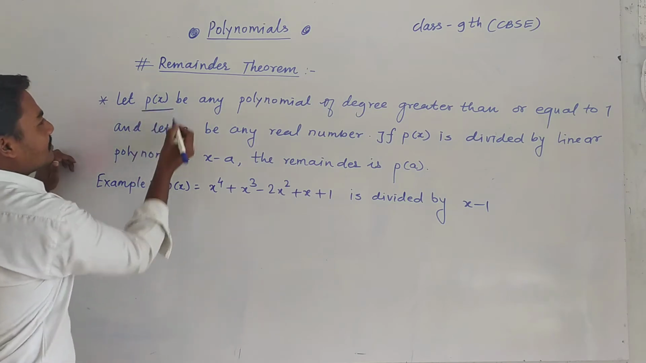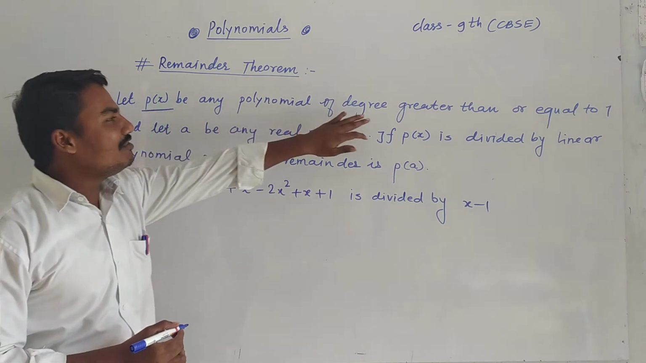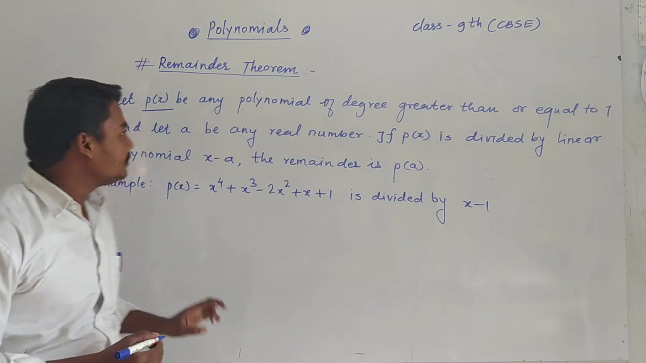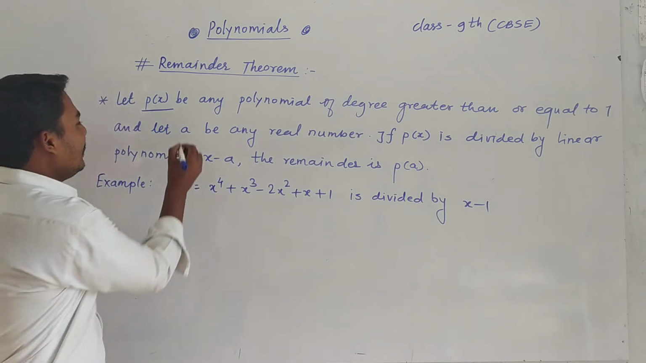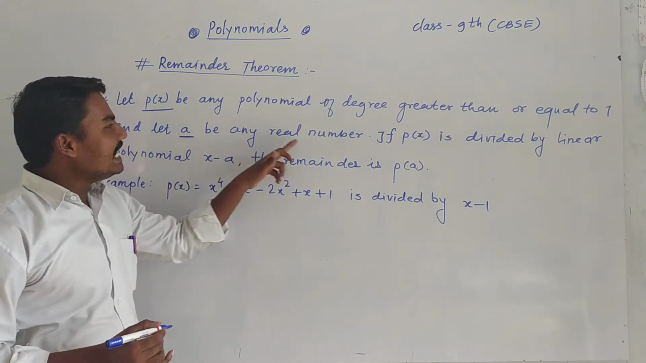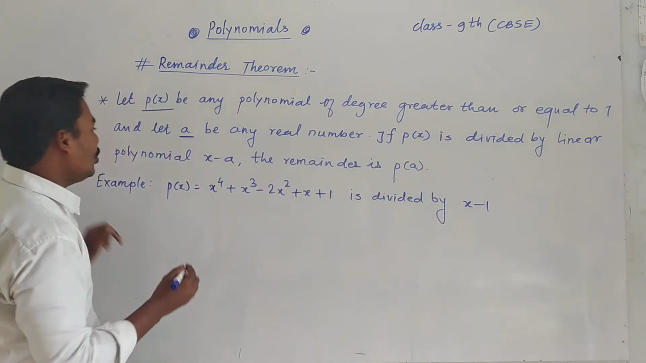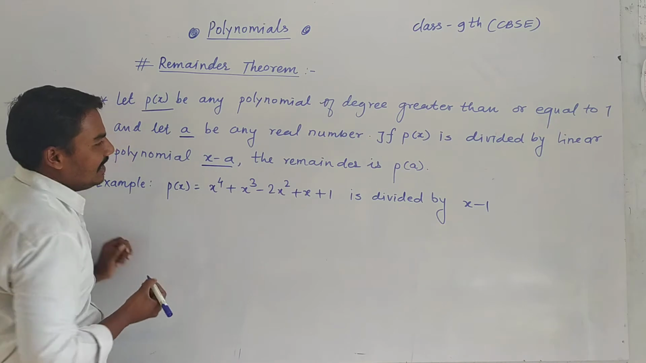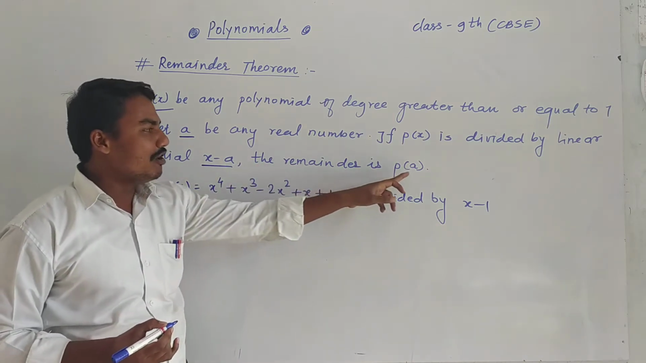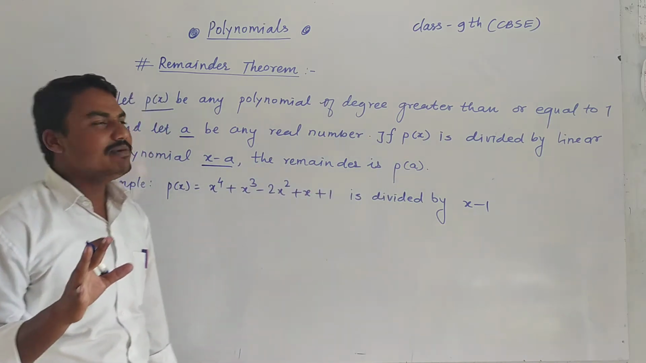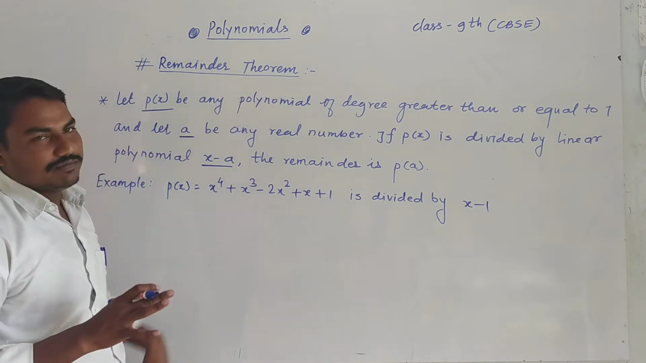Let p of x be any polynomial of degree greater than or equal to 1 and a be any real number. If p of x is divided by the linear polynomial x minus a, then the remainder is p of a. It is the simple statement of the remainder theorem.